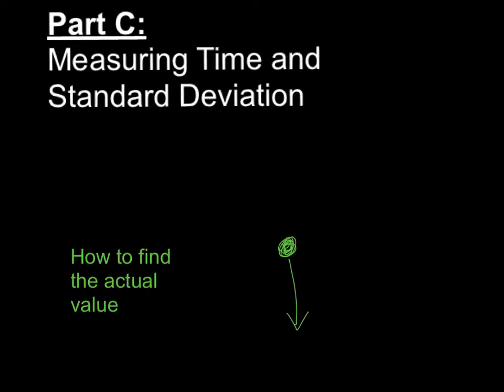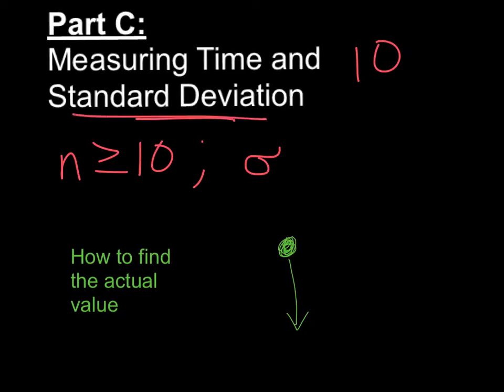For part C, we're going to be dropping a marble. And we're going to drop this marble about 10 times. But so you don't drop the ball with error, see what I did there? That's a horrible physics joke, but let's continue on. Since your n is greater than or equal to 10, our uncertainty is going to be standard deviation. So please refresh the handout.